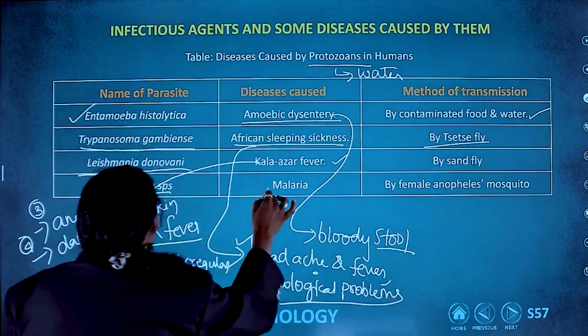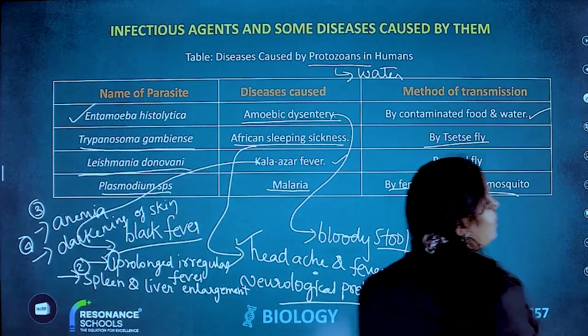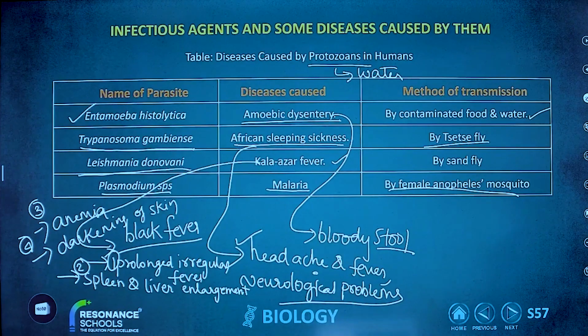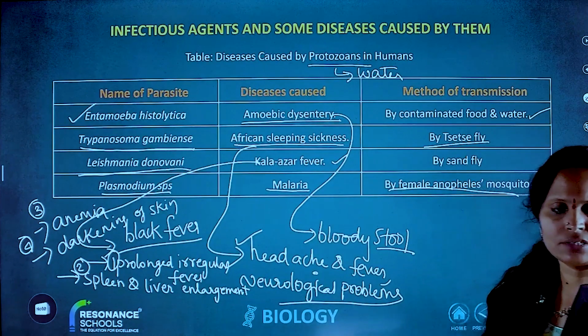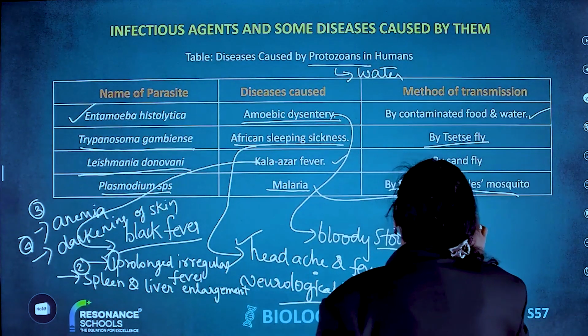And coming to the last one, Plasmodium. Plasmodium, it causes a disease called malaria. The method of transmission is the female Anopheles mosquito. Fighting of infections. Good, good. Fighting of infections. Female Anopheles mosquito. What are the symptoms of malaria?